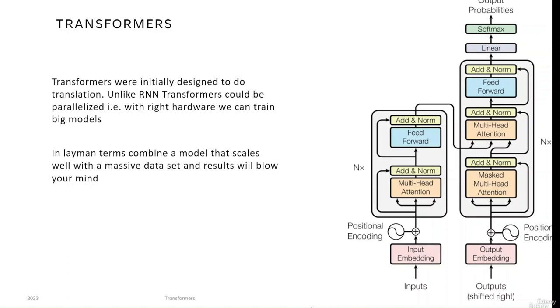In layman's terms, we can assume a model which scales well with massive datasets, and the results will blow your mind, which is what transformers are. In the figure on screen, we can see all the components of a transformer. But the three major ones we should know are positional encoding, attention, and self-attention, which are also termed the three main innovations which enable transformers to work really well.